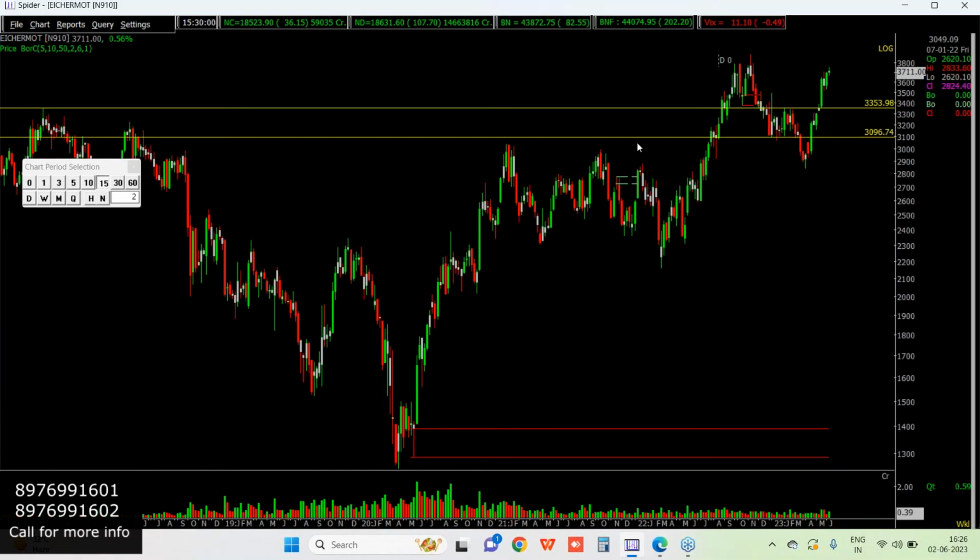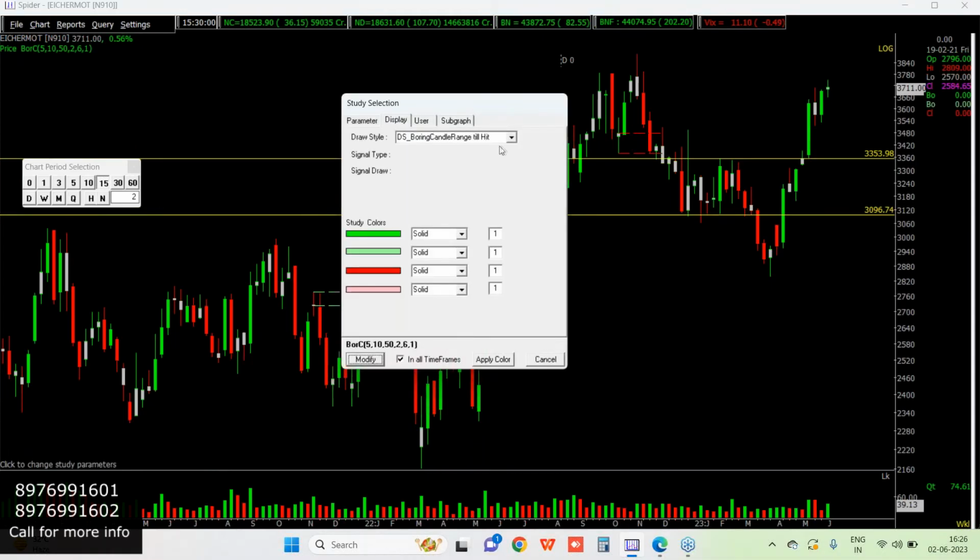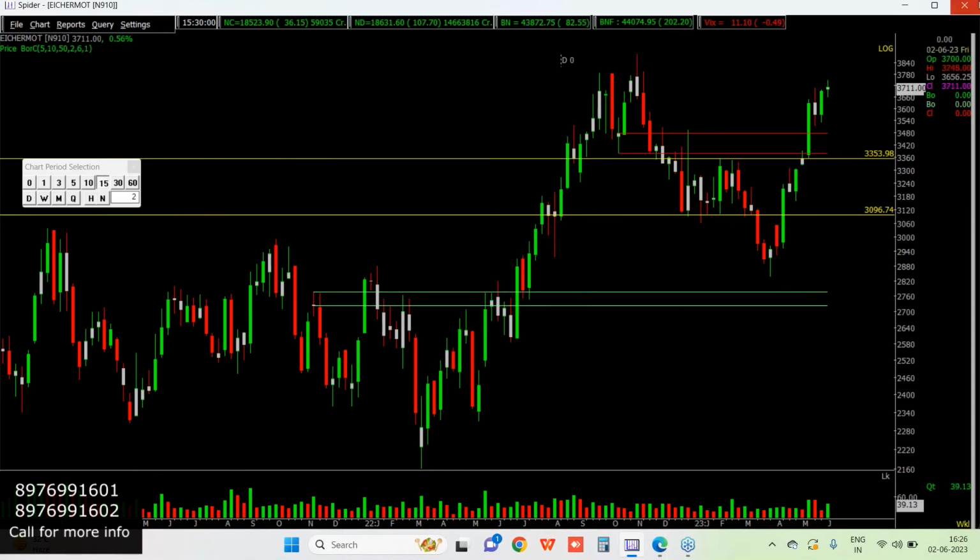But it is advisable that you go with the till end setting, because that will actually help you to get the correct support and resistance zone. So here you can go to the draw style, change it from there, and then modify. This setting will help you to get the perfect zone for buying and selling. Okay, so this is the first unique study of the 6.0 version, which is the boring candle. You can press S on the chart and then enable this study in your existing chart.